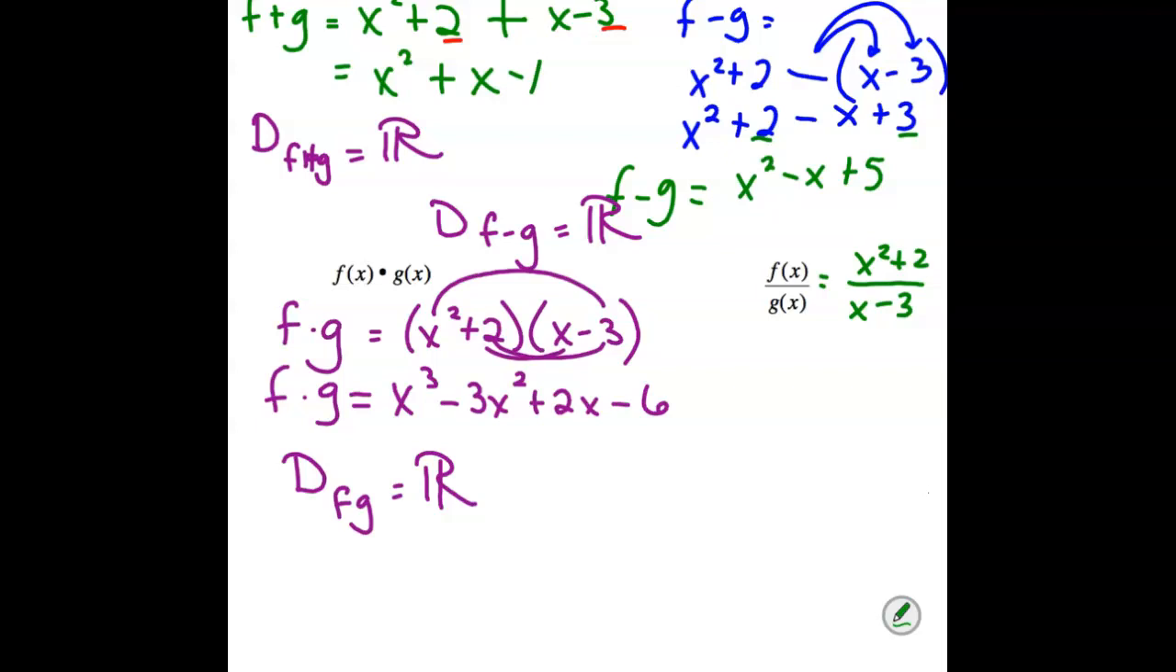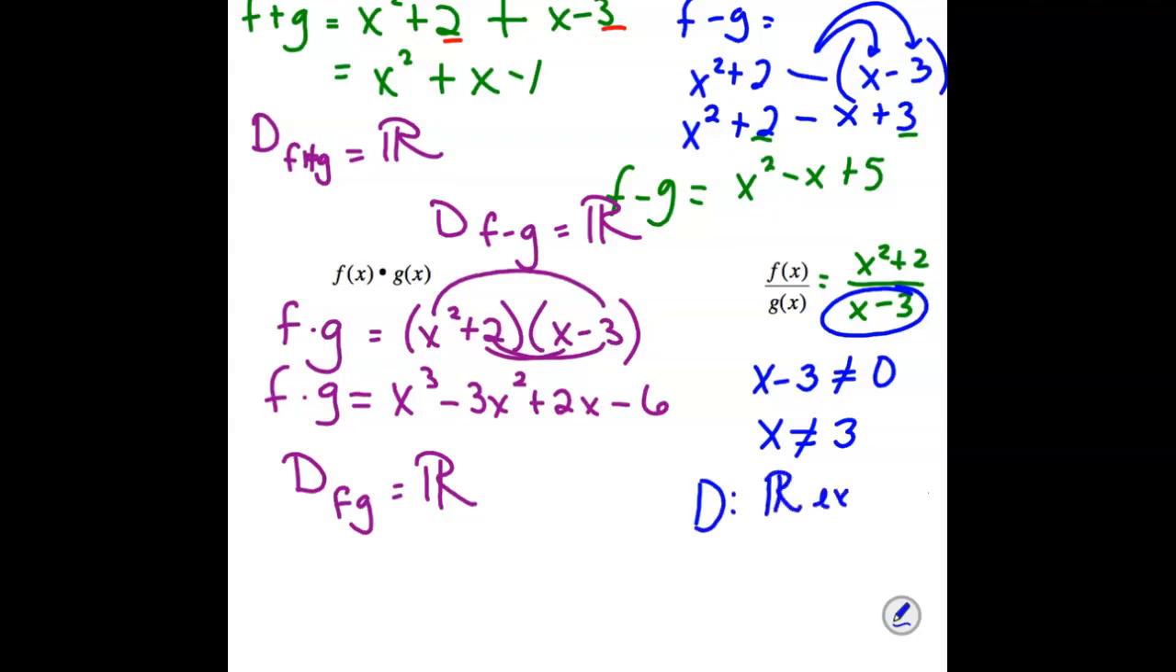However, when we look at our domain, we do have to consider that we have created a fraction now, so we have to worry about this denominator. x minus 3 cannot be 0. We can't have a 0 for our denominator. That means if we add 3 to both sides, x cannot equal 3. So my domain is all reals except 3. You can write that as reals, comma, x not equal to 3.